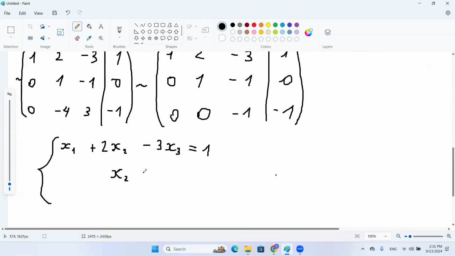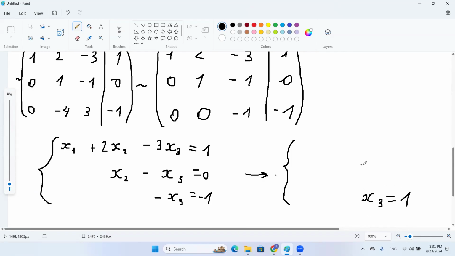So x2 minus x3 equals 0, and minus x3 equals minus 1. So now we will go. So now we start the next stage, which name is forward elimination, or not forward but inverse elimination. So what do we have? So x3 equals 1. So we found it.